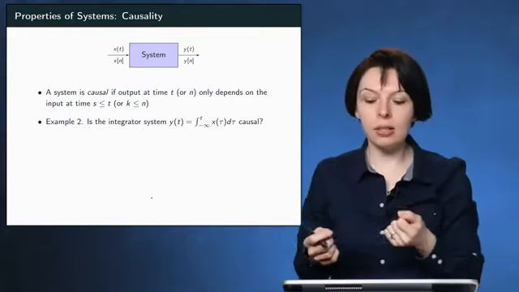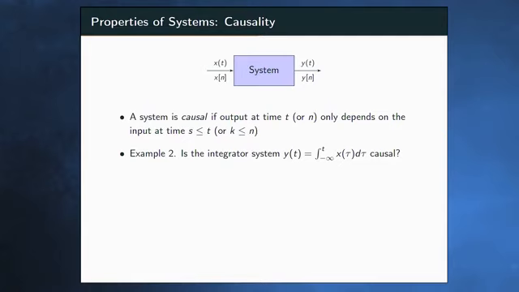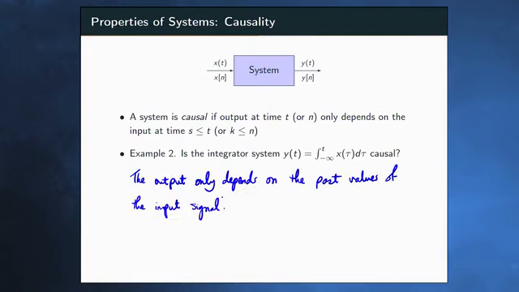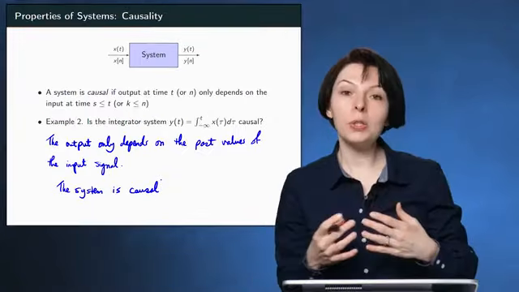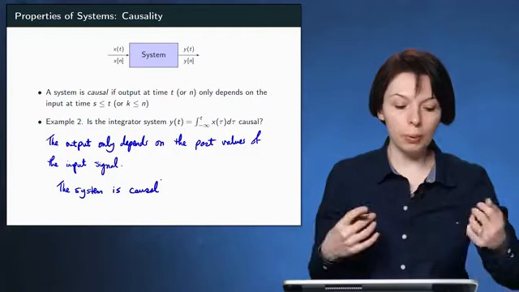So y of t only depends on the past values of x of t. As a result, this integrator is a causal system. The output only depends on the past values of the input signal. I don't need to know the future values of x of t to build y of t.